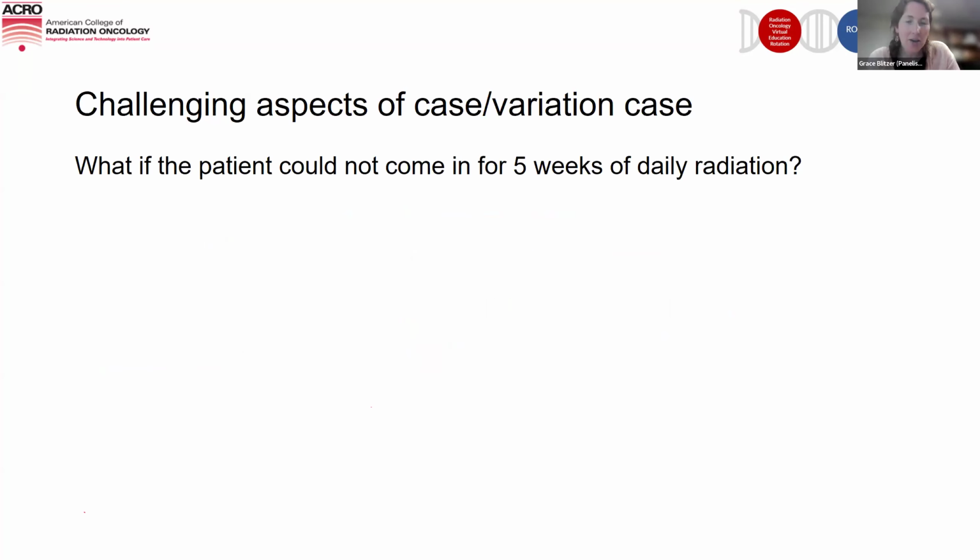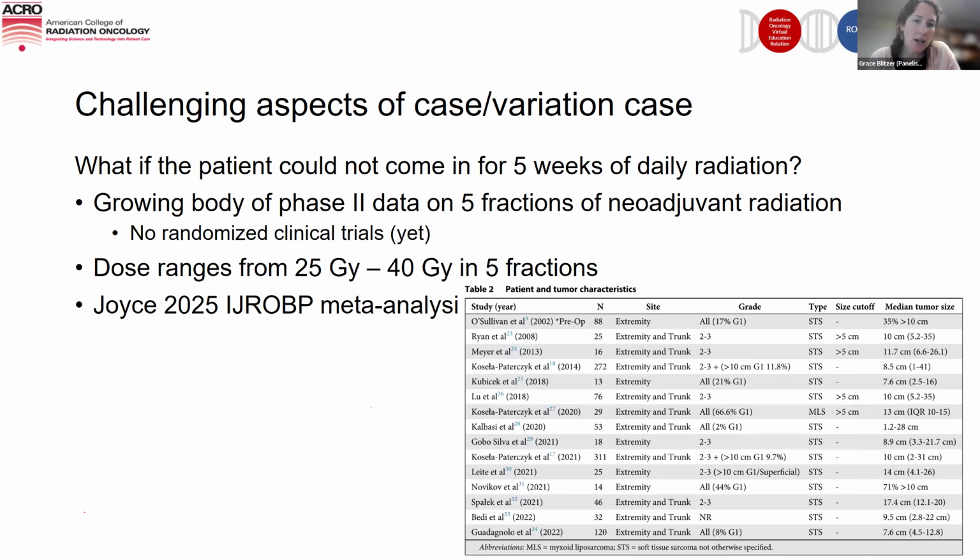Next slide. Last and not least, your patient doesn't want to come in for 5 weeks. What do you do? There is a growing body of data looking at 5 fractions. There was a nice meta-analysis of this. These are all single institution, but we're working on thinking about a randomized clinical trial. And I think that is it for me. I will stop talking and let the next excellent sarcoma expert go.